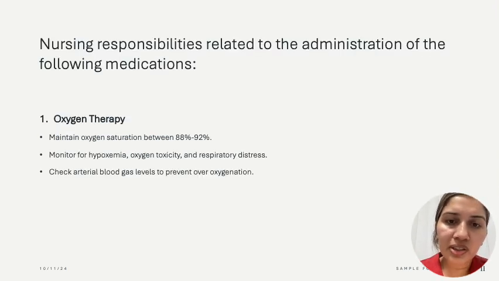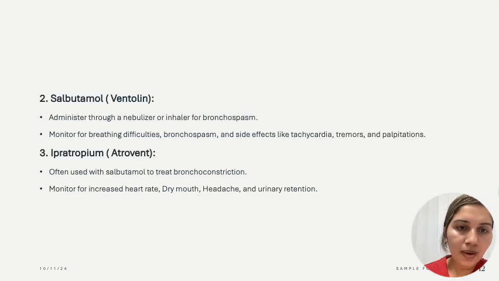Nursing responsibilities related to administration of the following medications: oxygen therapy. Maintain oxygen saturation between 88 to 92%. We need to maintain the oxygen level at 88 to 92% for COPD patients, and monitor for hypoxemia, oxygen toxicity, and respiratory distress. And we need to check arterial blood gas levels to prevent oxygen toxicity.